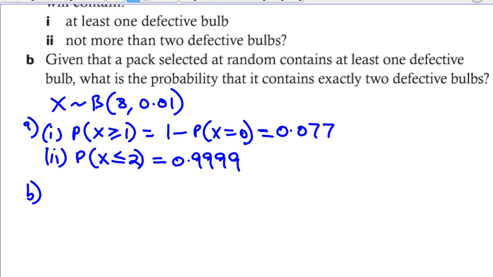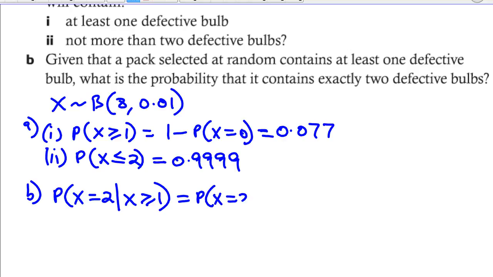So part B. Given that a pack selected at random contains at least one defective bulb, this is conditional probability. What is the probability that it contains exactly 2 defective bulbs? So the probability it contains 2 defective bulbs, given that it contains at least one defective bulb. What we have to do here is work out this. Again, this is conditional probability, like I said.